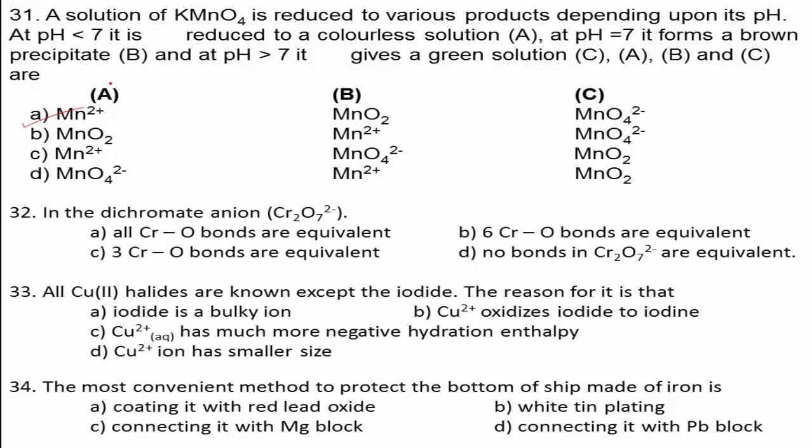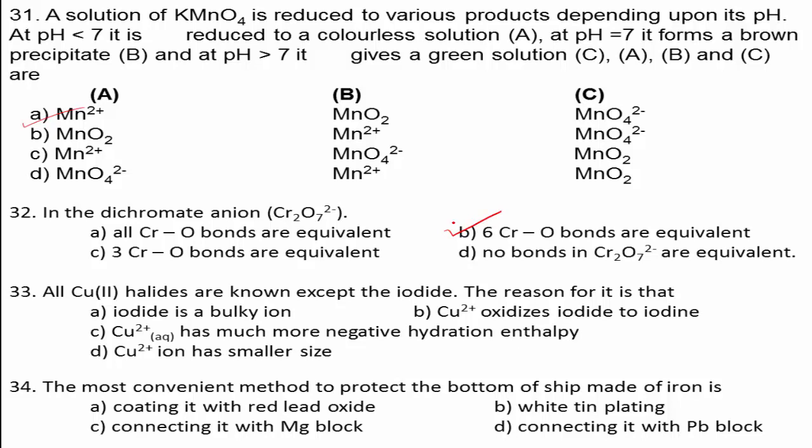Yes, students, in the dichromate ion Cr2O7 2-, there are 6 terminal Cr-O bonds. All these bonds are equivalent due to resonance. Therefore, the correct answer for this question is option B.